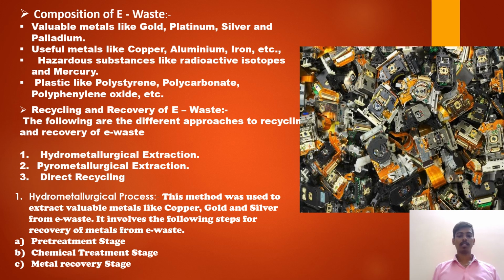This method is used to extract valuable metals like copper, gold and silver from e-waste. It involves the following steps for recovery of metals from e-waste. In this, we have three stages. The first one is the pre-treatment stage, the second one is the chemical treatment stage, and the third one is the metal recovery stage.